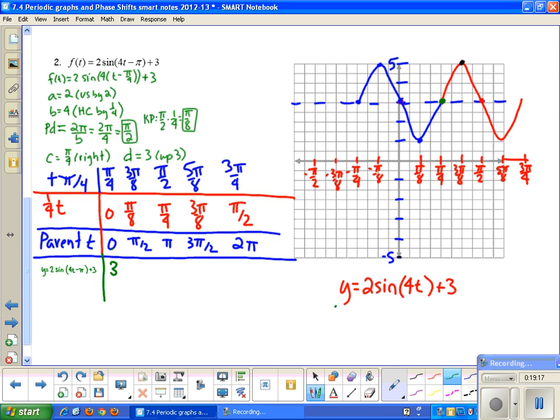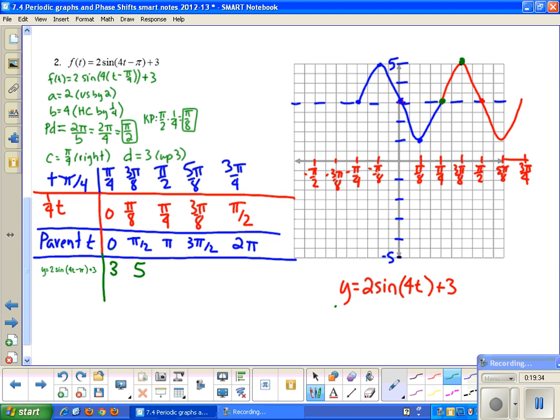When I plug 3 pi over 8 times 4 minus pi, I get pi over 2. The sine of pi over 2 is a value of 1. 1 times 2 is 2. And 2 plus 3 is 5, so I should have 3 pi over 8, 5, which is this point up here, so that checks out. And then I'm going to keep on going.